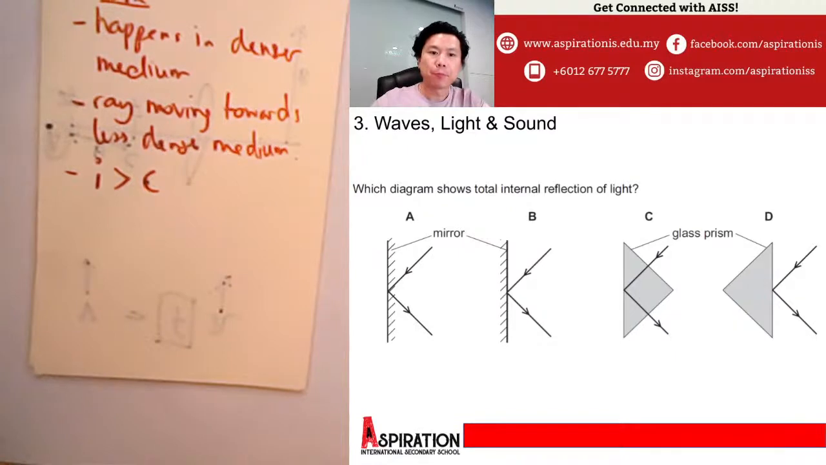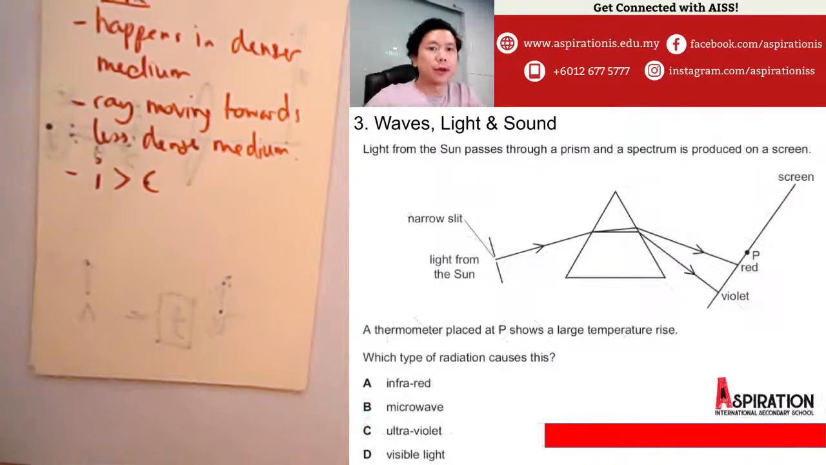Moving on. So we are already in topic 3. So we are more or less halfway through.